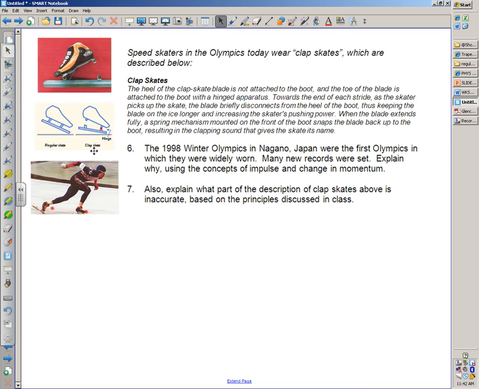Okay? But if we go back to our impulse momentum equation, why is this helping us? What's going on here? So 1998, the first Olympics that they allow these skaters to use these skates, and like every world record or Olympic record got broken at those Olympics. Any suggestions why? Well, let's take a look at this equation, right?